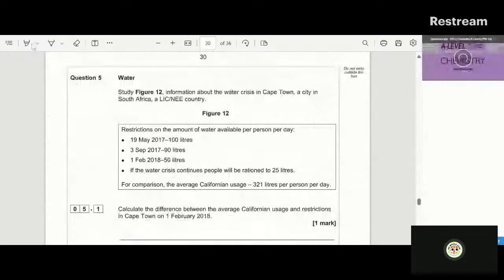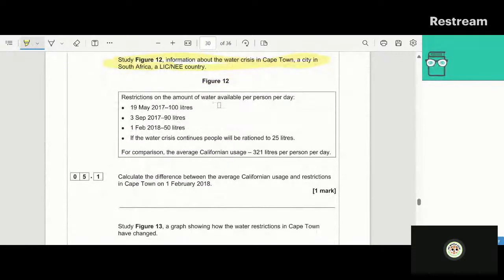Study figure 12, we'll do this quickly. Information about the water crisis in Cape Town, a city in South Africa. Here, restrictions on the amount of water available per person. So 19th of May 2017, 100 litres. 3rd of September 2017, 90 litres. 1st of February 2018, 50 litres. Okay, so it's decreasing.